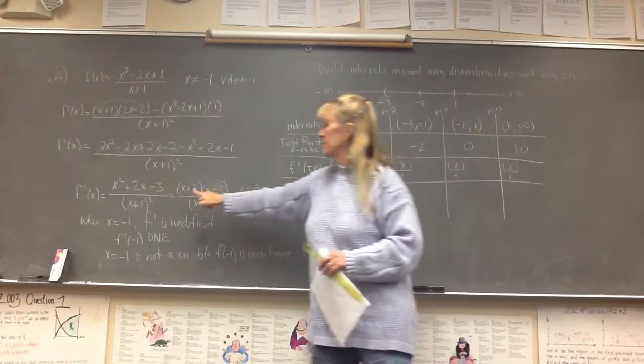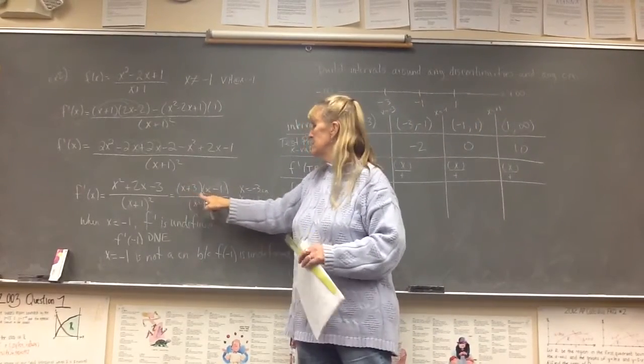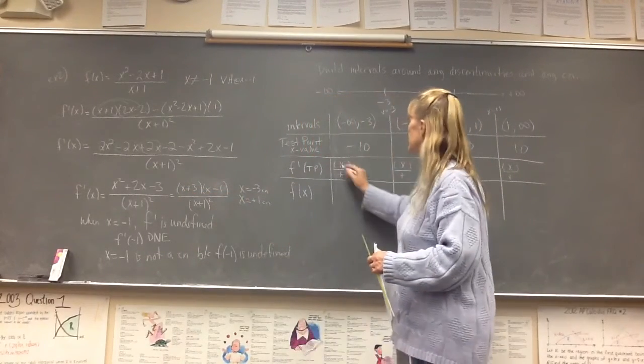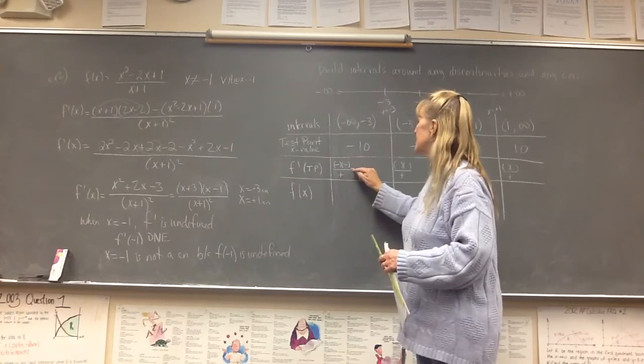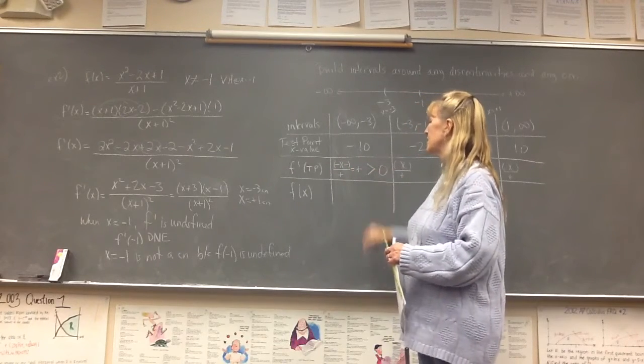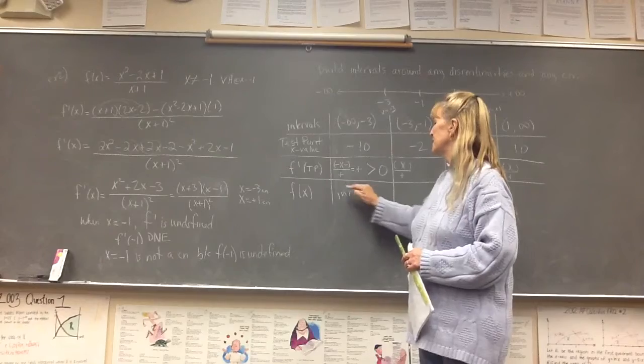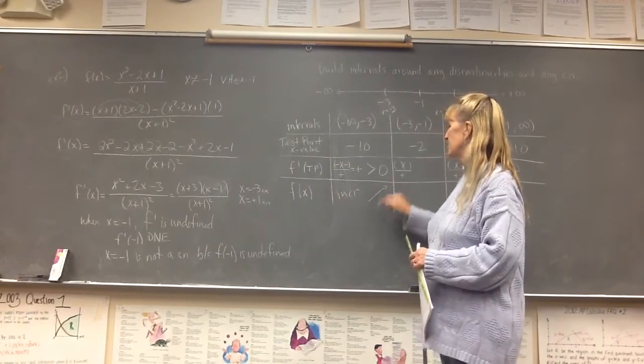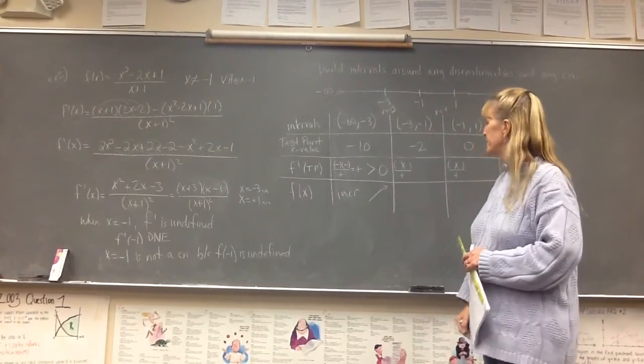Negative 10 plus 3 is negative. Negative 10 minus 1 is negative. So this is negative, negative. This gives me a positive answer, which is greater than 0. Tells me f of x itself is increasing. Draw a little line going up.